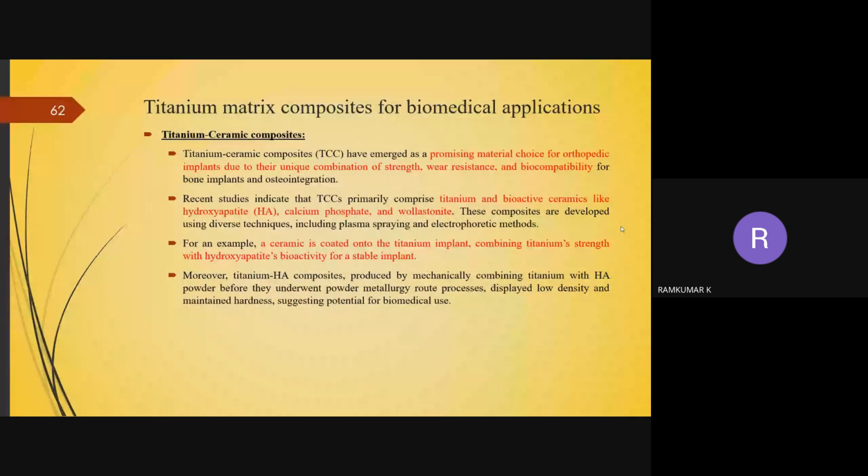There are various methods to create the titanium composites. The first one is titanium ceramic composites. This titanium ceramic composite is a promising material for orthopedic implants due to its strength, wear resistance, and biocompatibility. Here, in the titanium they are including hydroxyapatite, calcium phosphate, and wollastonite. When this ceramic is coated over the titanium implant, it increases the strength and bioactivity.